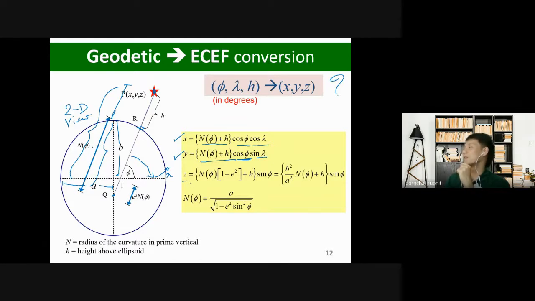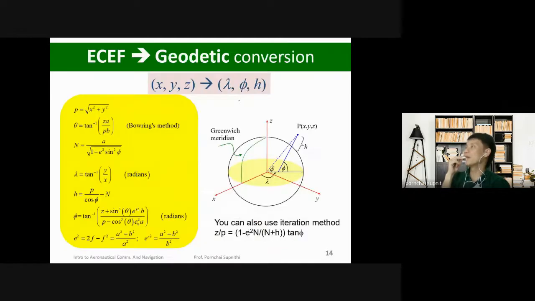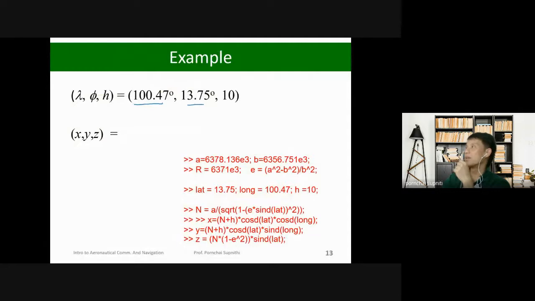For z it is a bit more difficult, but basically you can use this formula or this formula to compute it. And as for this N line, it is called the radius of curvature in the prime vertical. It can be computed using trigonometry, which is a over the square root of 1 minus e squared sine squared phi. What you get here is in degrees, not radians. So for example, if we have lambda, phi, and height, and we want to compute x, y, z, you can just write this code in MATLAB, for example, and then compute what they are. I think you get something like this number.